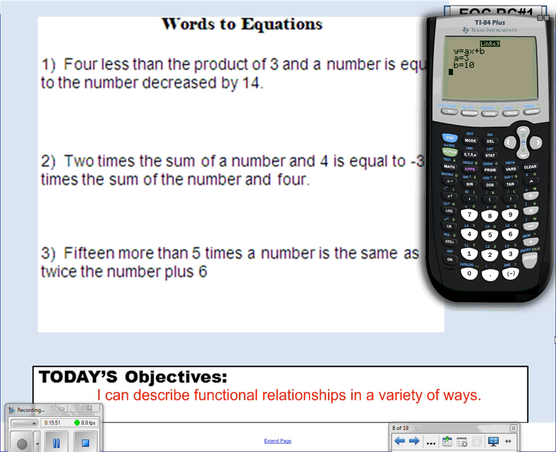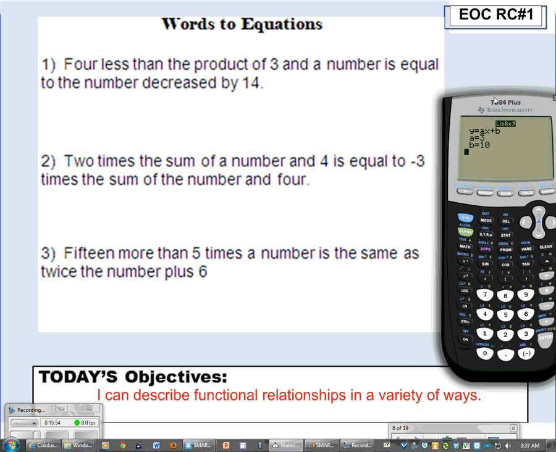Okay, next one. These are words to equations. So, looking at your, again, in your spiral, you have a list of vocabulary that is used in order to translate your words into equations. And most of you are really good at this. So, vocabulary. 4 is a number.